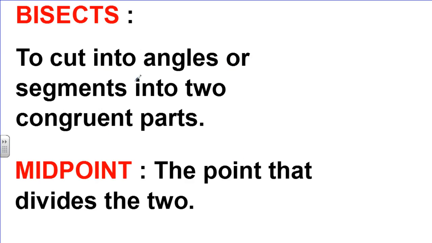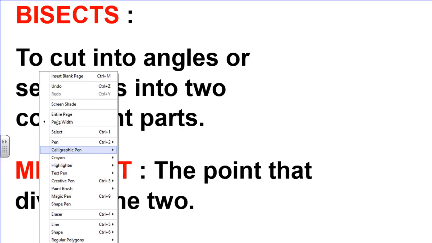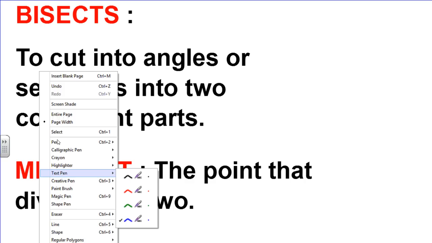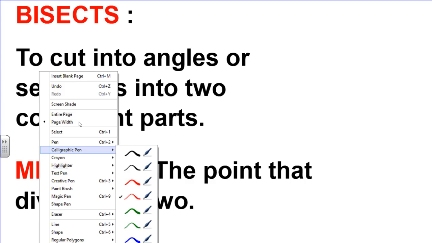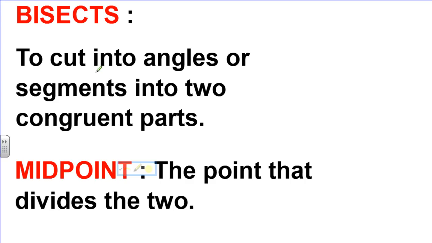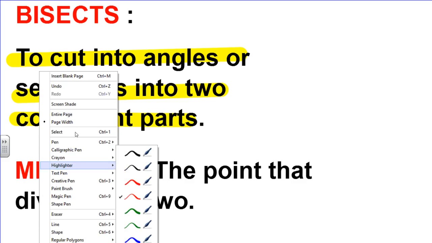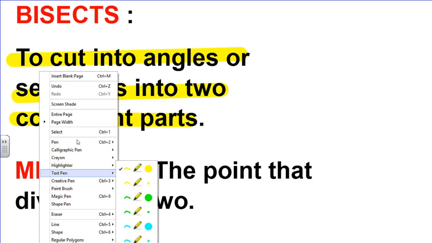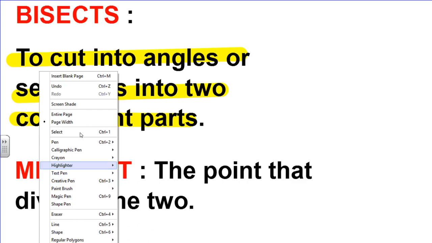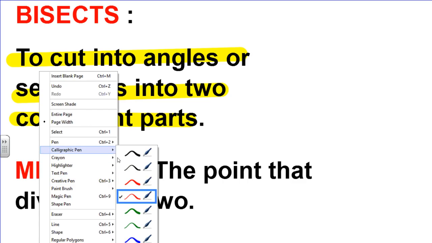Okay? To bisect something sounds kind of like the word dissect, which is where you take out the knives in science class and you start cutting things up. And this kind of means a similar thing, but it simply means to cut something in half. To take a segment or an angle and cut it into two congruent parts, aka cuts it in half. And the midpoint is simply the place where that intersection has occurred.